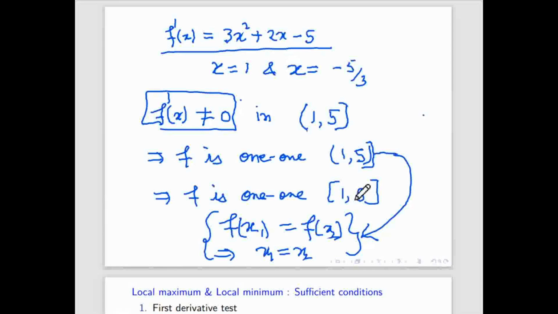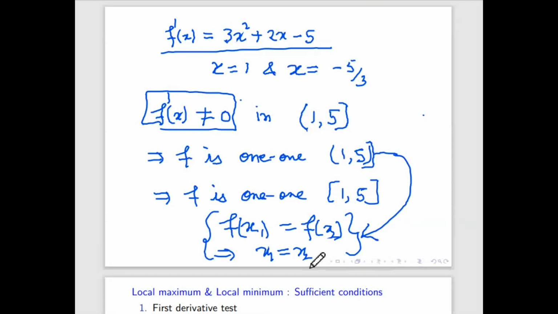If you combine one point with some other point, like if you take x1 equal to 1 and x2 is something else, and in that interval the property is automatically satisfied, that means x1 equal to x2, so x2 must be 1 only. So the conclusion is that if you have any interval, either closed or open, that is 1-1, and you include the boundary, it will remain 1-1. Like adding a single point, it will remain 1-1. Is it clear?